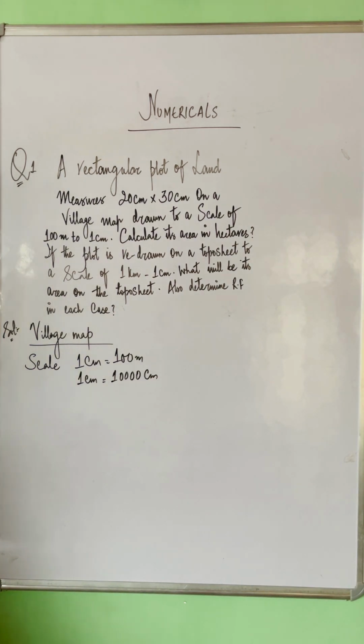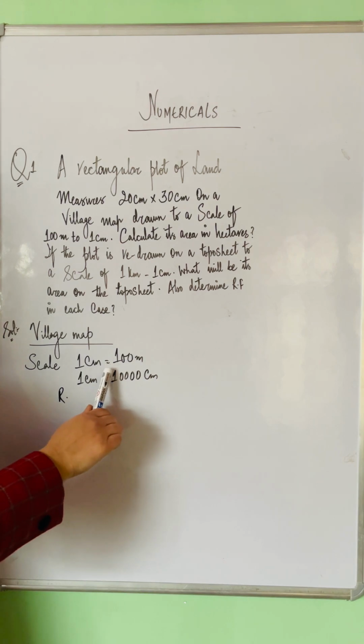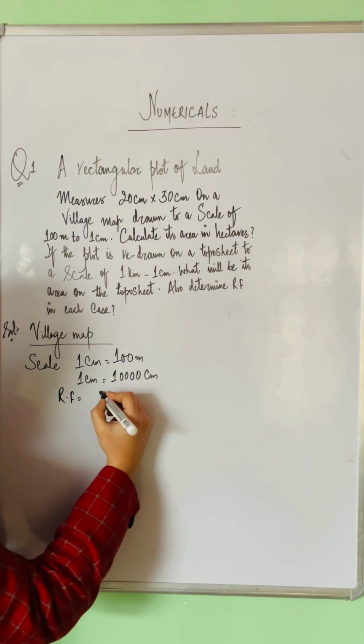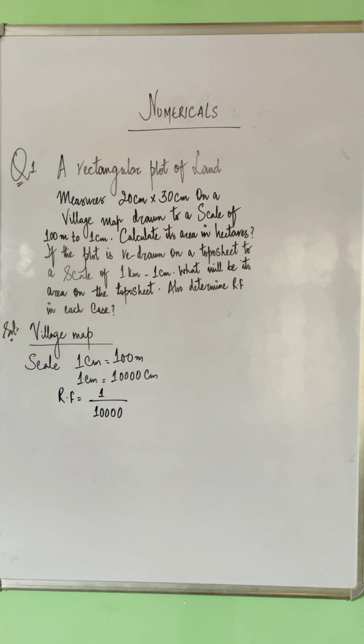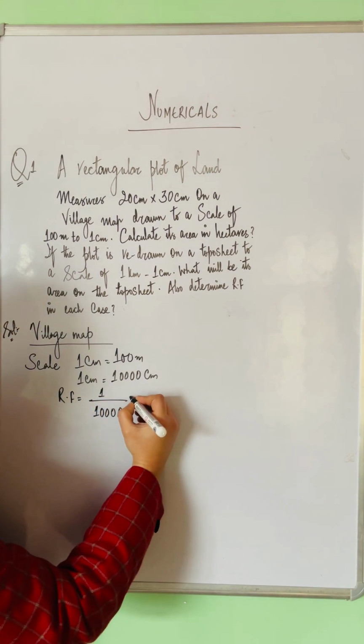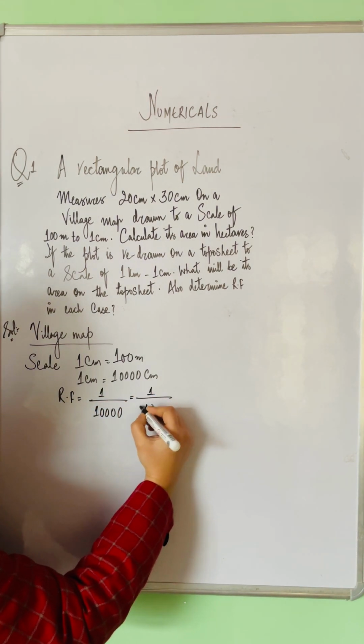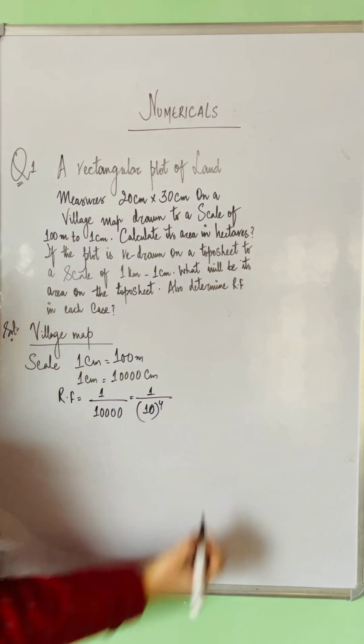What will be the RF? Representative fraction. This is engineer's scale. This is representative fraction. So this will be the representative fraction for the village map, which is given that it has been drawn to a scale of 1 centimeter is equal to 100 meters. That means every 1 centimeter represents 100 meters on the ground or 10,000 centimeters on the ground, right? And the representative fraction came out 1 by this. Or we can say it is 1 by 10 raised to power 4, right.